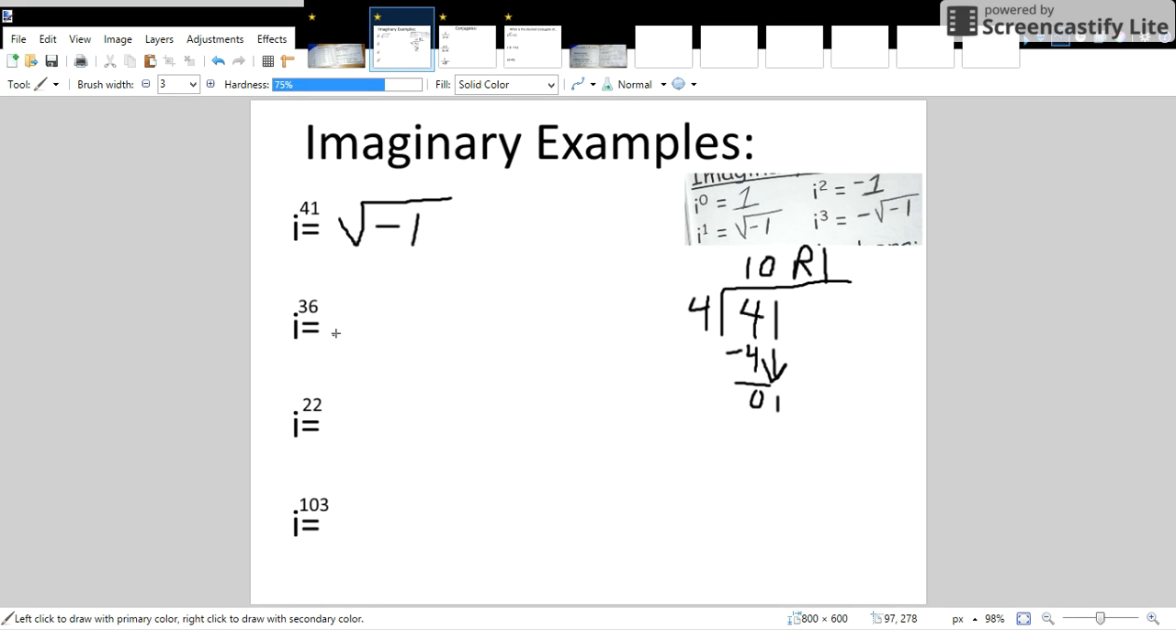Okay, go ahead and try the next example on your own. So pause the video. Okay, so we're going to do long division with 36 divided by 4. So we know that 4 goes into 36 exactly 9 times. So 36 minus 36 is 0. So we have a remainder of 0, which we don't have to even write. And when i is to the 0th power, it equals 1. So now go ahead and pause the video. Try to solve i to the 22nd power.